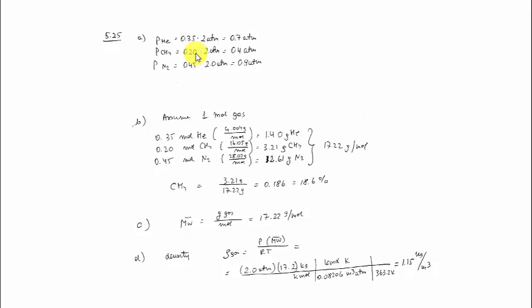For the methane, the partial pressure of methane would be equal to 20% of methane times 2 atmospheres, 0.4 atmospheres. And the partial pressure of the nitrogen, since we have 45% of the nitrogen on the volumetric basis or the molar basis, times 2 atmospheres would give us 0.9 atmospheres.